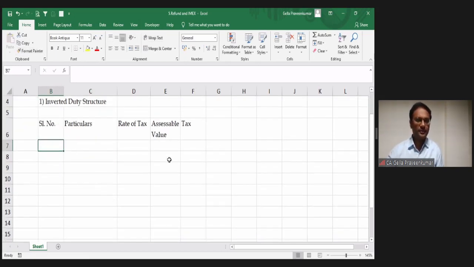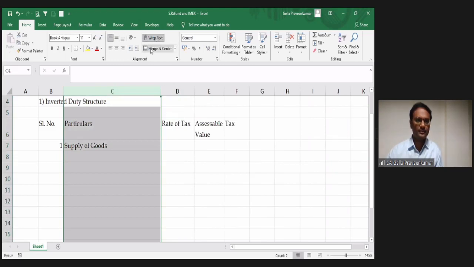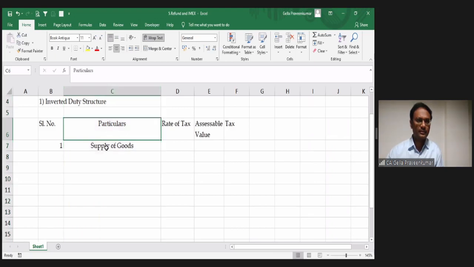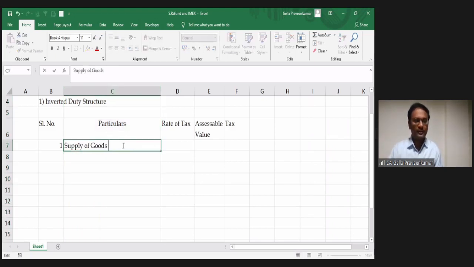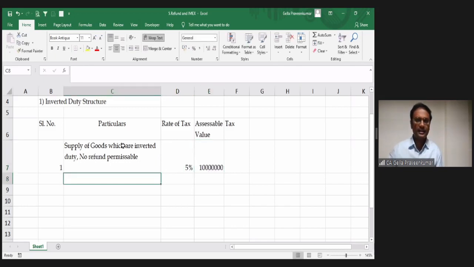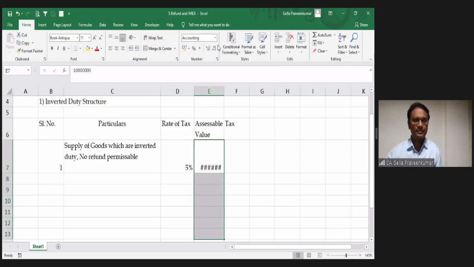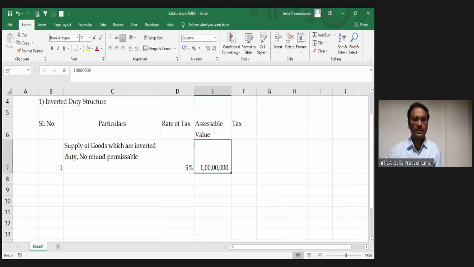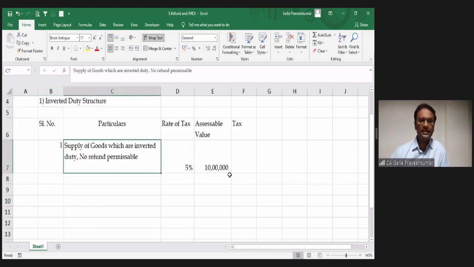Now, first and foremost, let me say supply of goods which are at inverted duty. No refund permissible. My rate of tax, say 5%. Value of supply, say 10 lakh. Now, say I have supplied goods worth 10 lakh. The rate of tax on that particular supply is 5%.